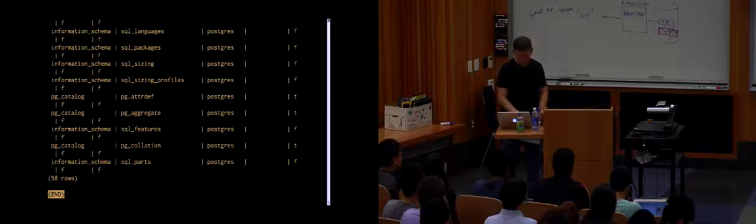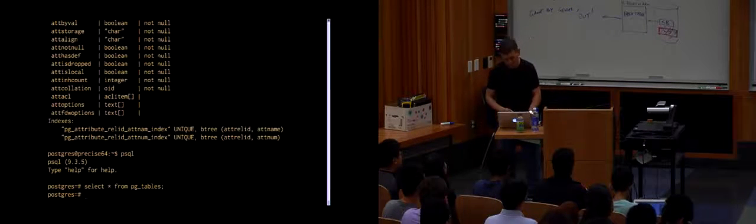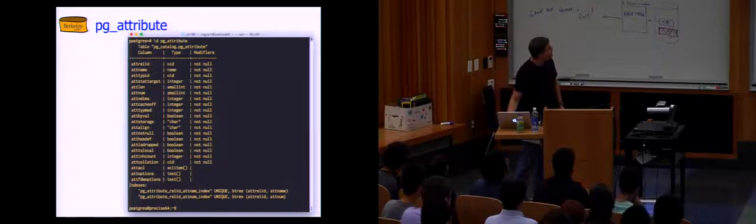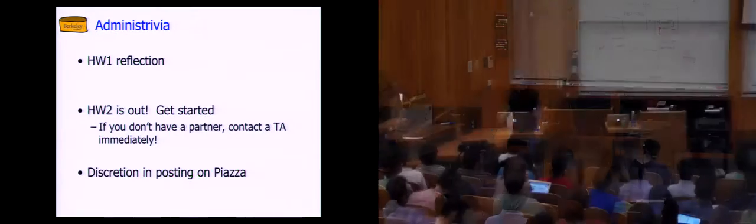You can say select star from SQL languages or whatever. Okay? So there's a whole bunch of stuff in the catalog. You can write queries that join the catalogs to the data if you want to. I'm not sure why you'd want to do that, but there's all sorts of tricks you can play because the catalogs are just tables.